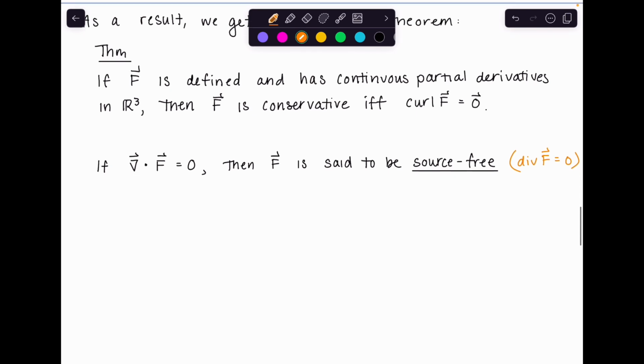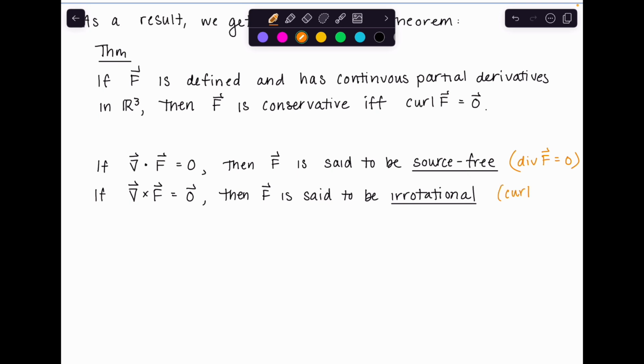And then if the cross product is the 0 vector, your curl is nothing. So then the vector field F is said to be irrotational. This is saying the curl of the vector field is nothing in any direction. So you are not rotating in place. Okay?